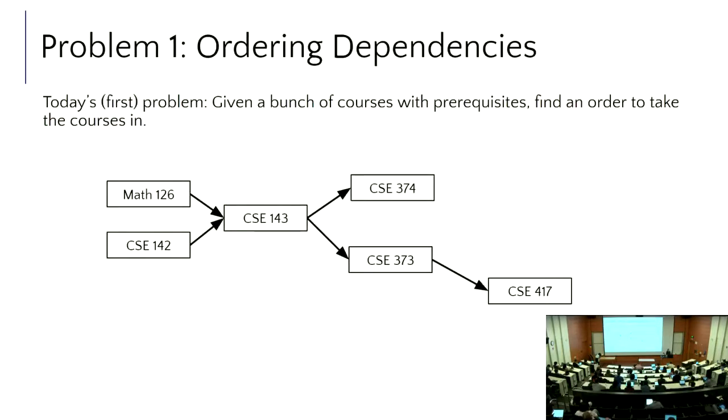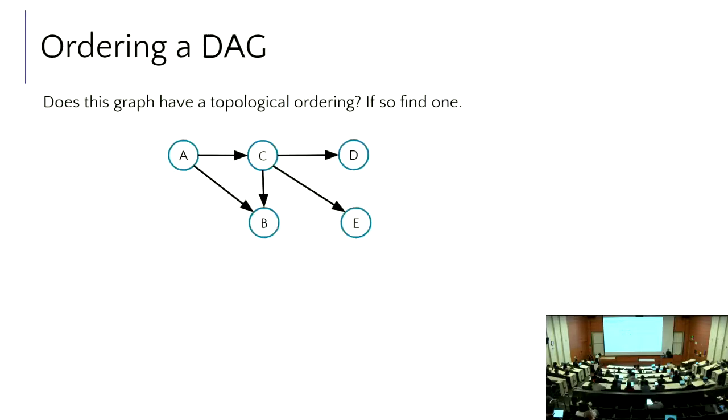Or maybe more helpful in our brains, it's a bunch of class prerequisites. Maybe you have CSE 143, and its prerequisites are CSE 142 and Math 126. It doesn't matter if you take 126 or 142 first, as long as both of them come before 143. And you've got to take 143 before you take 373 or 374, and you've got to take 373 before you take 417. I just need some type of ordering of how to put together my classes.